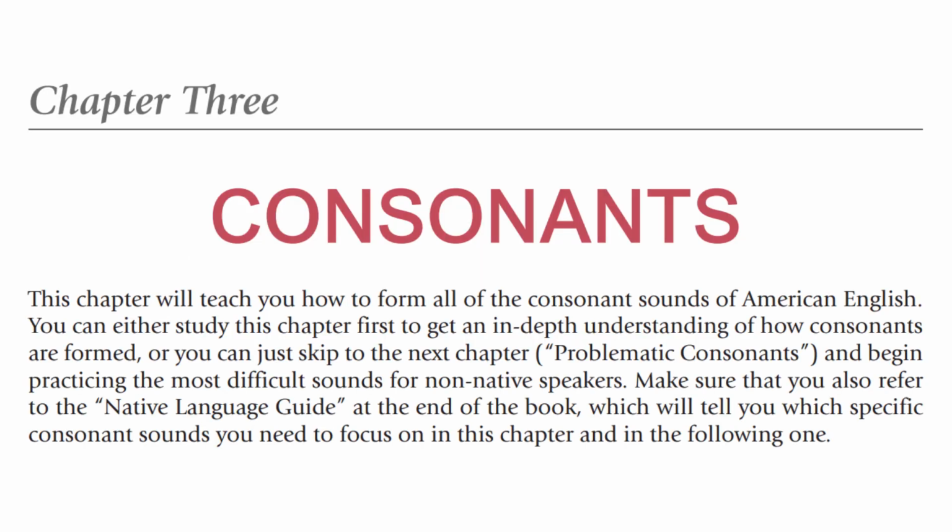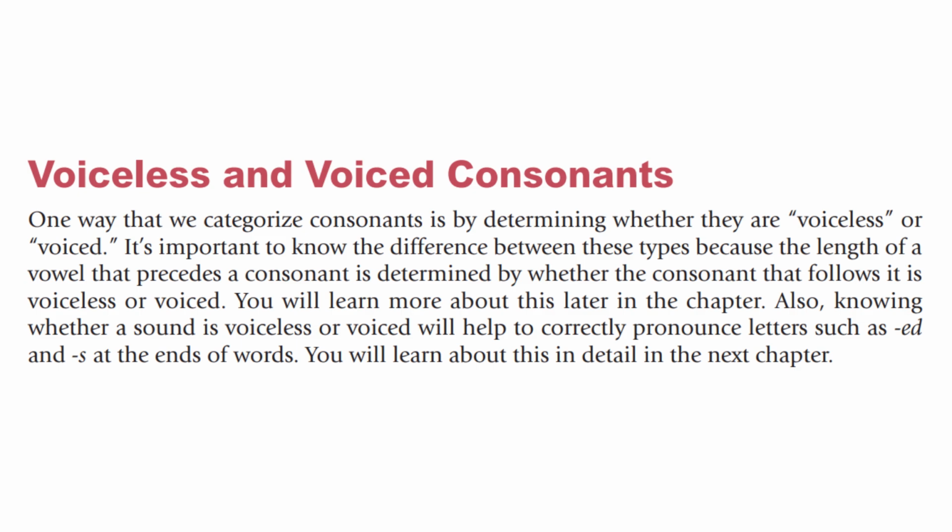Chapter 3, Consonants. Voiceless and voiced consonants. One way that we categorize consonants is by determining whether they're voiceless or voiced. It's important to know the difference between them because the length of the vowel that comes before is determined by whether the consonant that follows it is voiceless or voiced. You will learn more about this later in this chapter. Also, knowing whether a sound is voiceless or voiced will help you to correctly pronounce the ed endings and the s endings of words. You will learn this in detail in the next chapter.